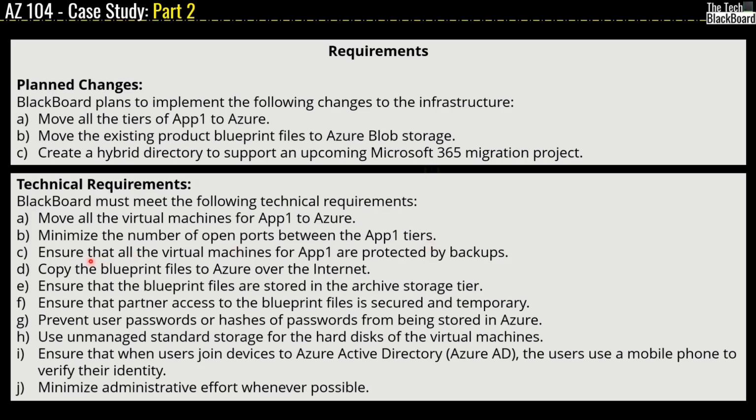The third one is ensure that all the virtual machines for App 1 are protected by backups. The fourth one is copy the blueprint files to Azure over the internet. Fifth one is ensure the blueprint files are stored in archive storage tier. Coming to the sixth one, it says that ensure that partner access to the blueprint files is secure and temporary.